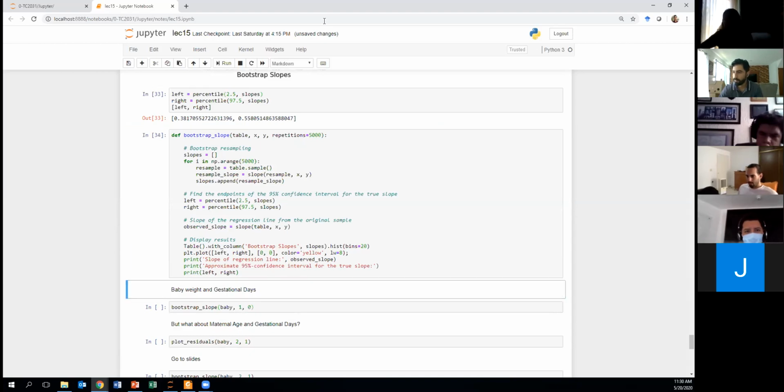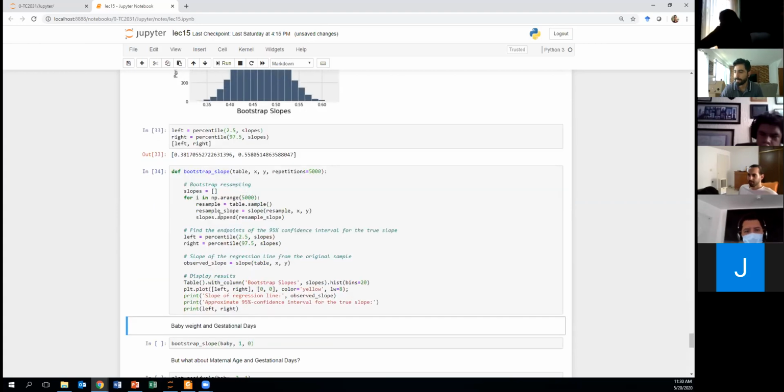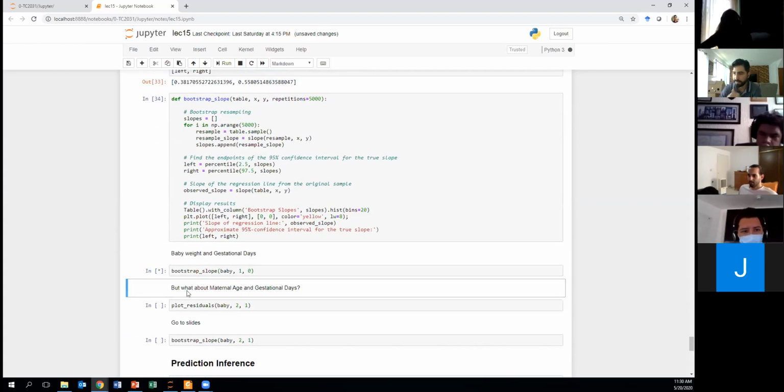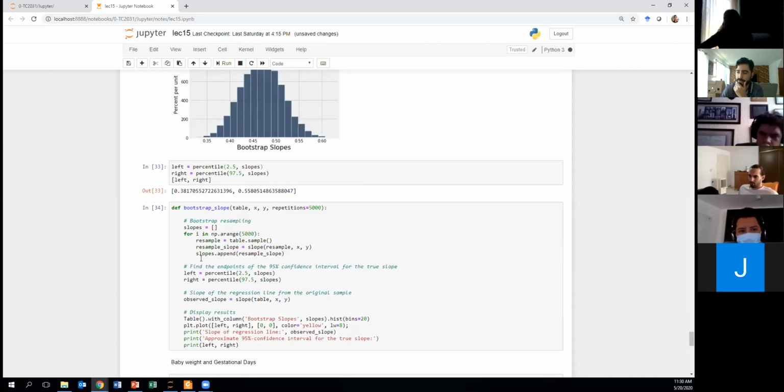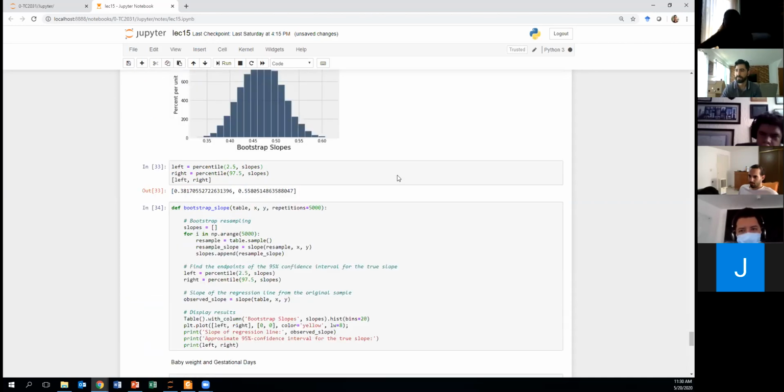So I'm going to put the same thing in the table functions to call it. This is the same thing, baby weight and gestational days, and another is maternal age and gestational days. I just want to draw the confidence interval on top of it to make it more clear.